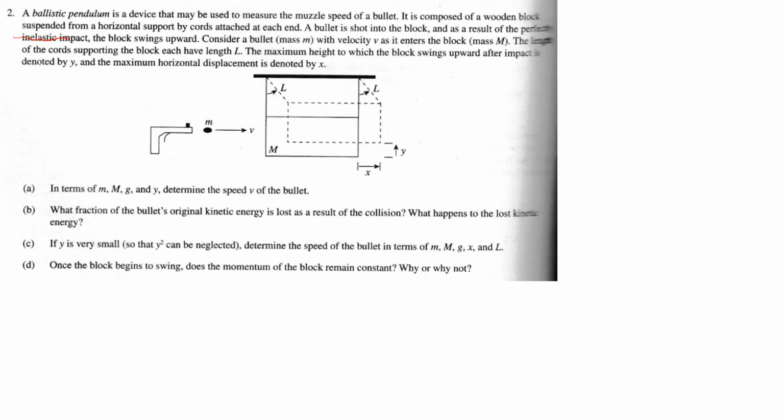The block swings upward. Consider the bullet mass m with a velocity v as it approaches the block mass big M. The length of the cords is L. The maximum height to which it swings upwards is y. And then we have an x for a displacement horizontally. Nice. All right, lots of letters here. Gives you a wonderful picture with all this jazz on it. Okay, so for the first one, find the speed of the bullet.